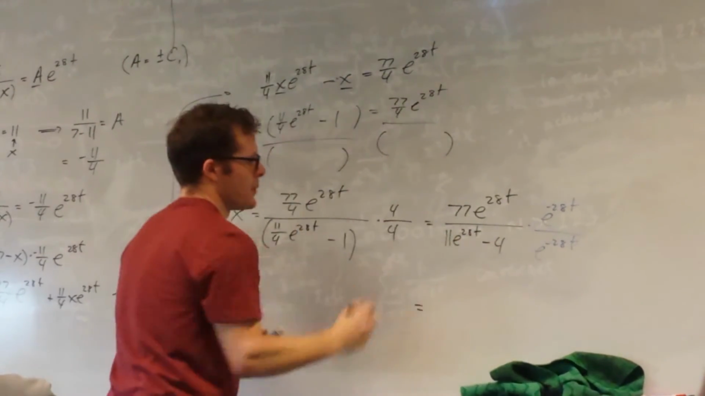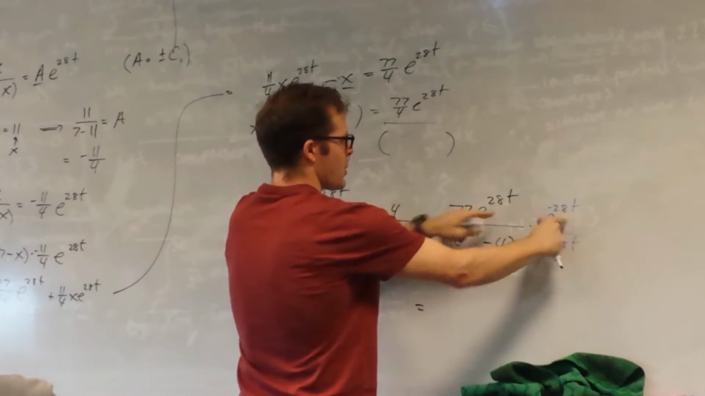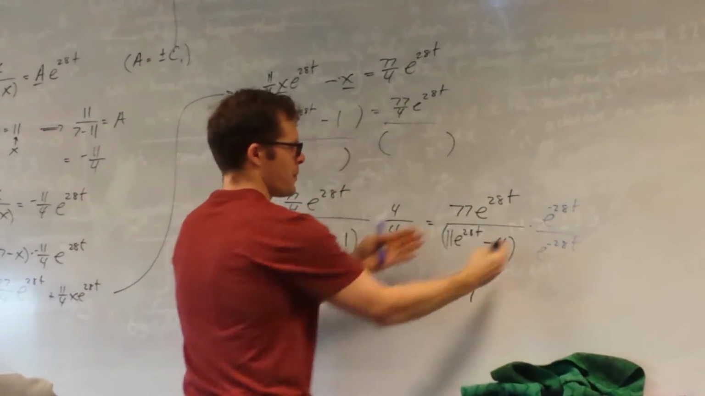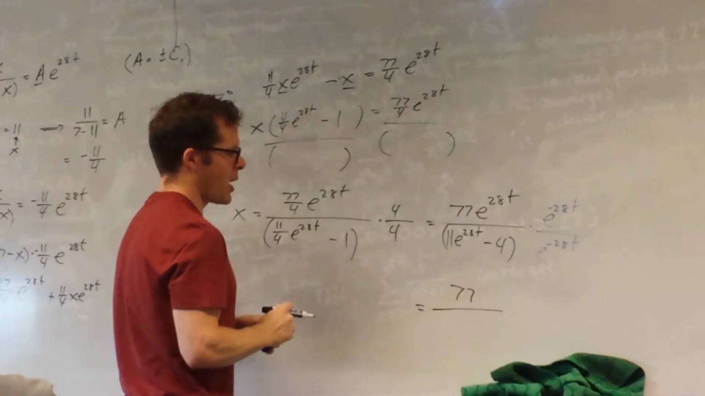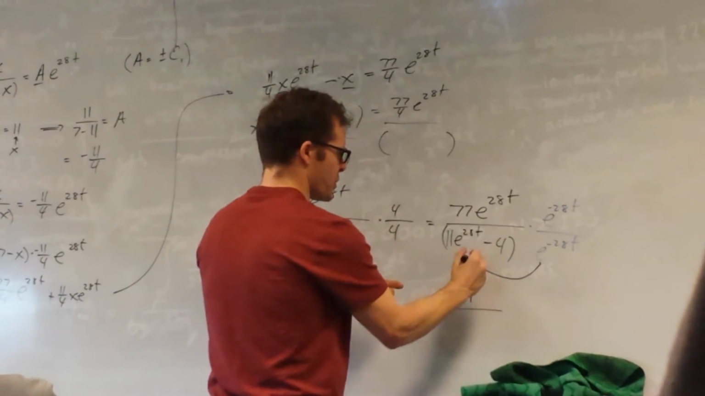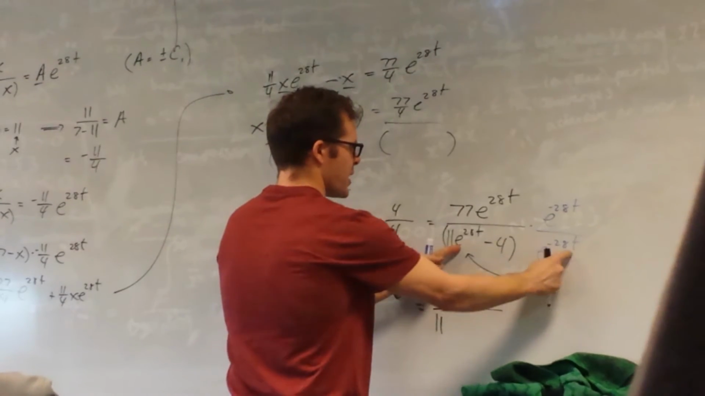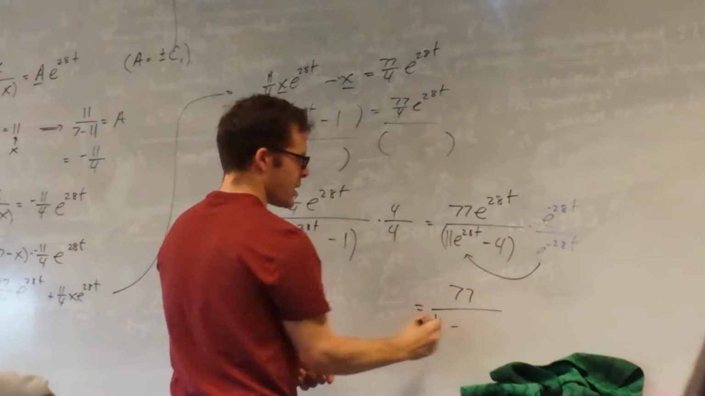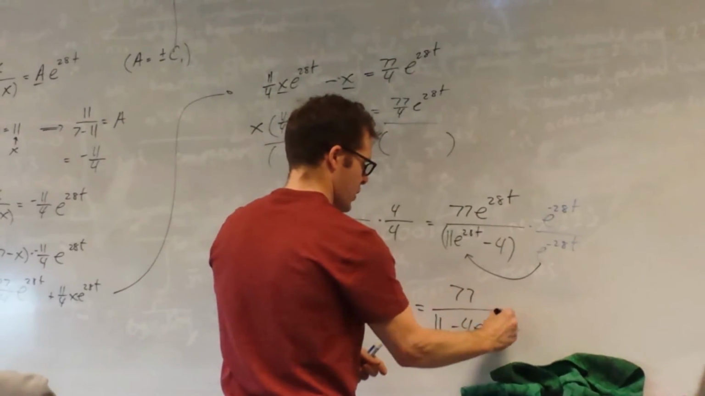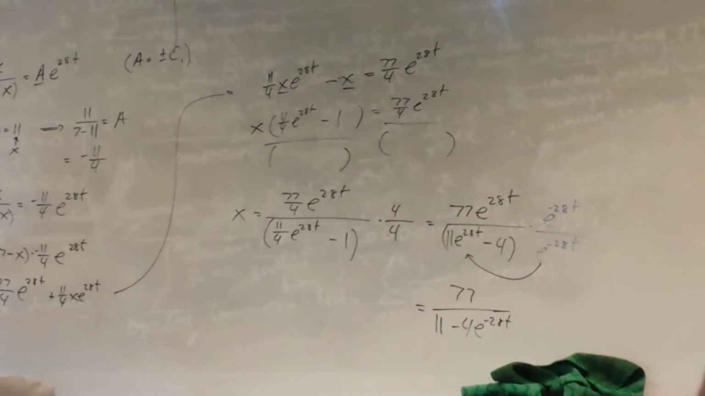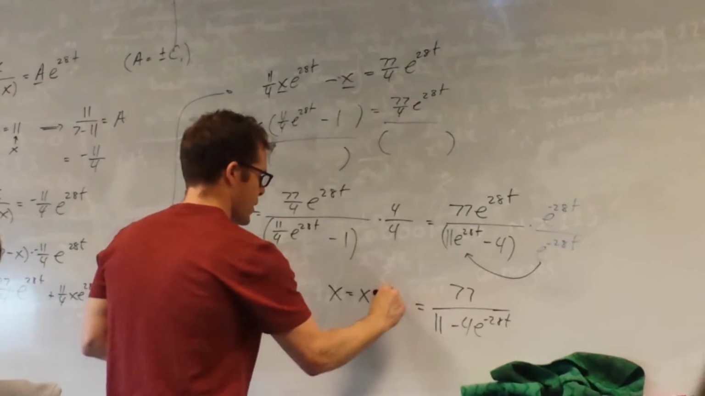then again, up top, when you multiply those, the exponents add to 0, right? E to the 28t minus 28t. So you get 77, and in the bottom, when this distributes to this term, same thing happens. 11 e to the 28t times e to the negative 28t just gives me 11, minus 4 e to the negative 28t. So that's explicit as a function of t.